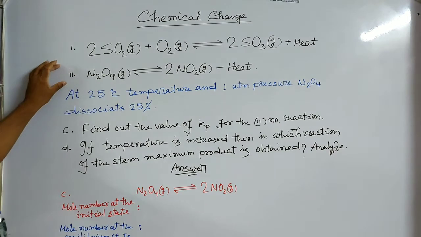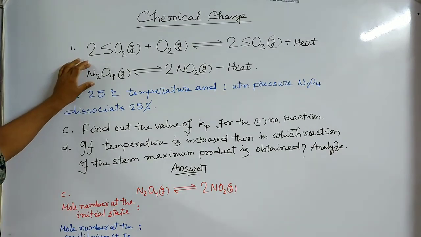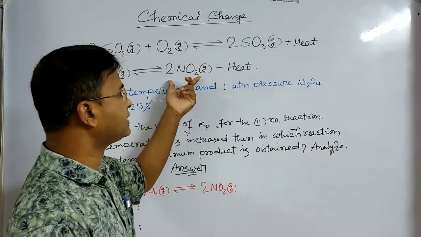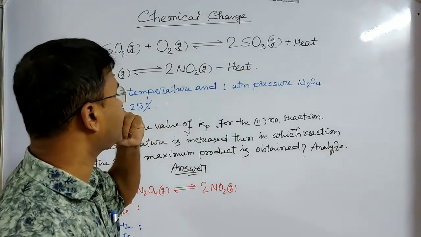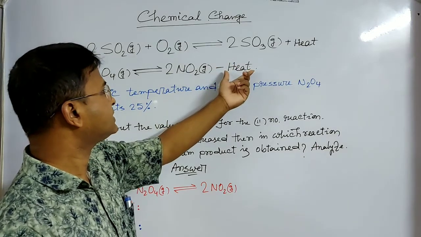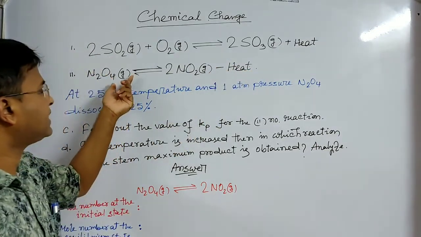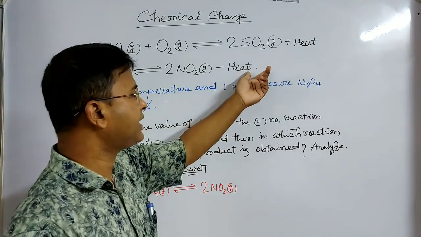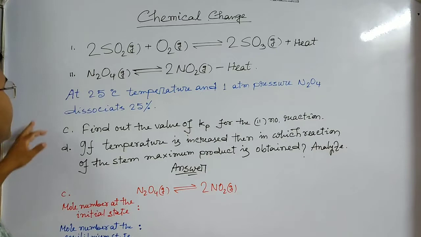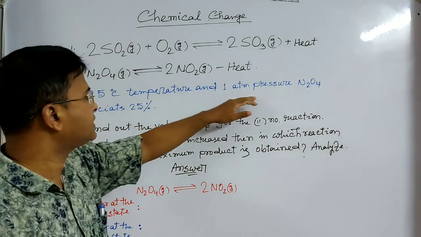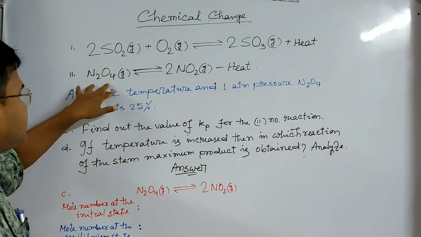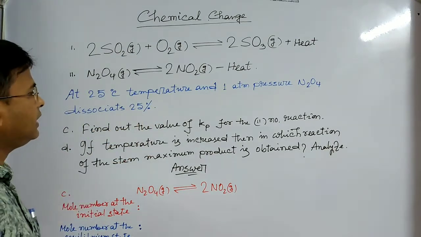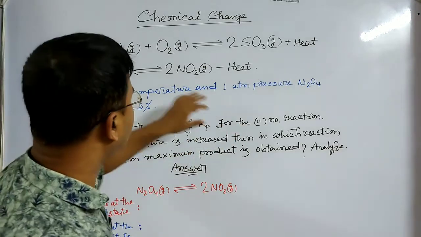And in reaction number 2, nitrogen tetraoxide breaks to produce 2 molecules of nitrogen dioxide. Here the heat is absorbed. If you consider the heat at the left side, it will be plus heat. Heat is absorbed from the reaction system. So this is an endothermic reaction. At 25 degrees centigrade temperature and 1 atm pressure, nitrogen tetraoxide dissociates 25%. So find out the value of Kp for the reaction.